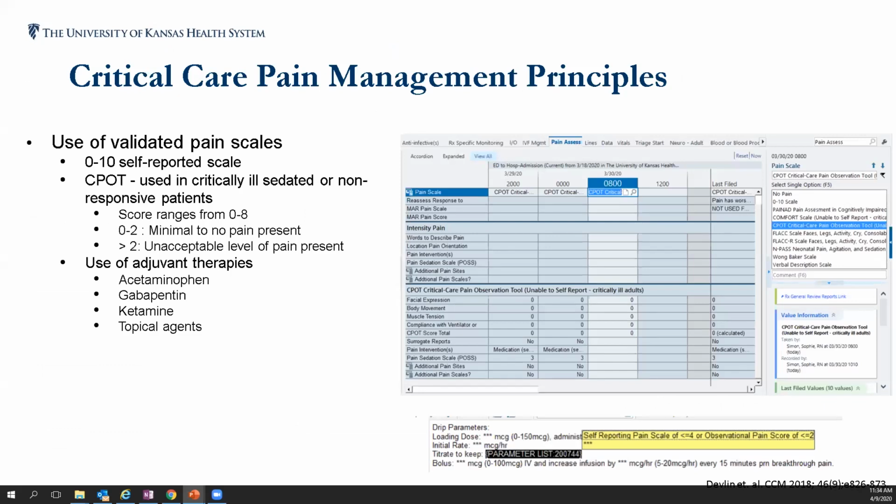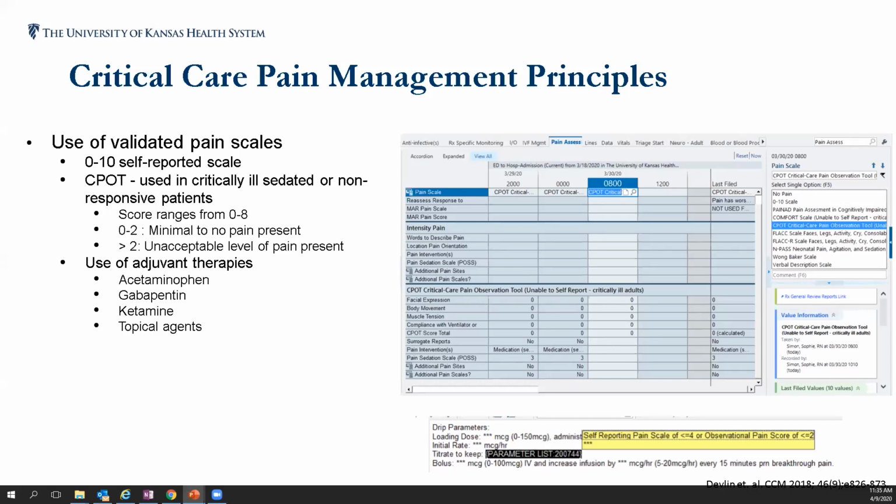So we would be remiss if we didn't touch on pain management. I wanted to just mention a couple of key takeaways. We typically use the CPOT score to determine a patient's pain in the ICU. We use EPIC, so we have pain assessment flow sheets filled by our ICU nurses, and this can be found in our flow sheet here.